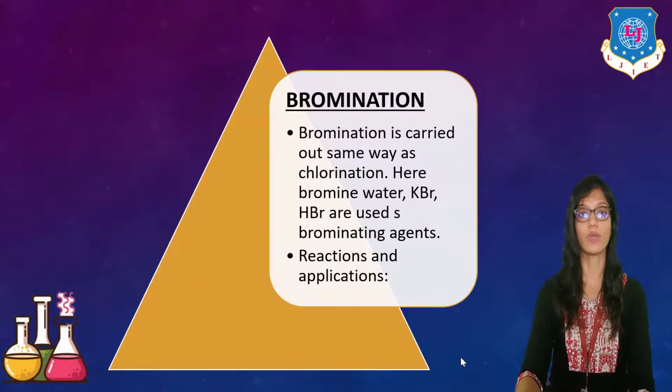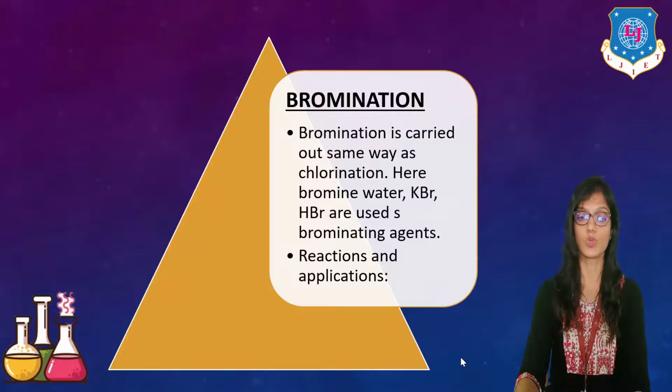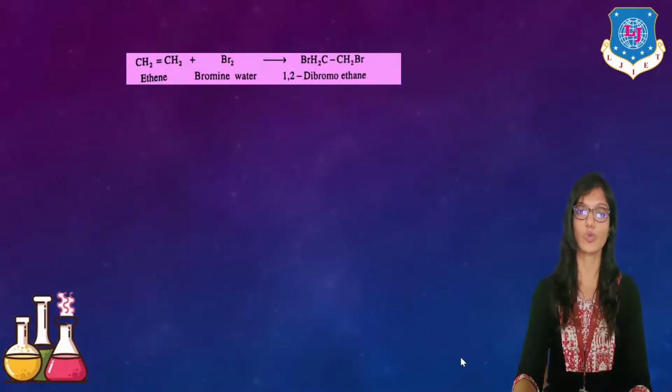Let's talk about the second one, which is known as bromination. Bromination is carried out the same way as chlorination. Here bromine water, KBr, and HBr are used as brominating agents, and the reactions and applications of bromination are as follows.